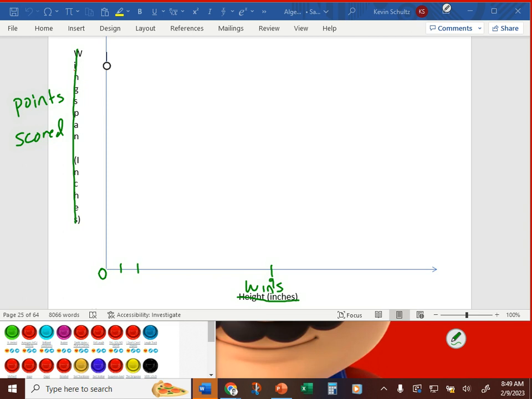We got 1, 2, 3, 4, 5, 6, 7, 8, and 9. Okay, fill in those values there. And then you're going to the end to 17. 10, 11, 12, 13, 14, 15, 16, 17.